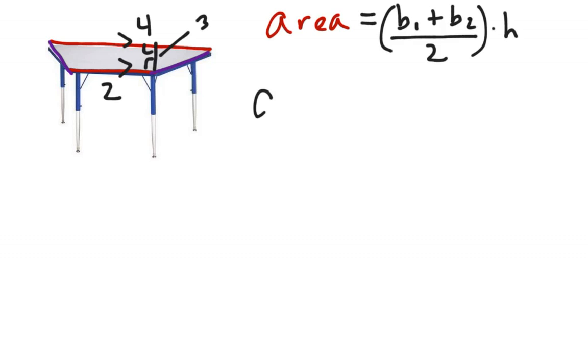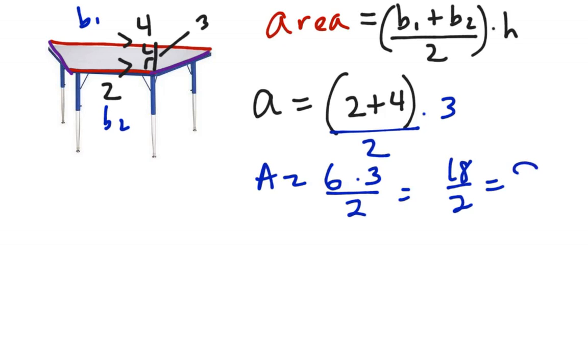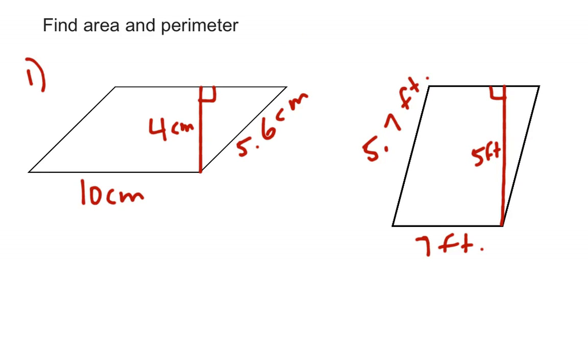So I'm going to average my bases. So my area is going to be one base, which is 2, the other base is just 4. It doesn't matter which one is B1 or which one is B2. So B1, B2, and then divided by 2 times 3, which is my height. So now we're going to simplify that. 6 times 3 divided by 2, which is 18 divided by 2, which is 9. And it didn't say what it was, but let's just assume it's feet. So 9 feet squared for the area of my trapezoid. 9 feet squared.